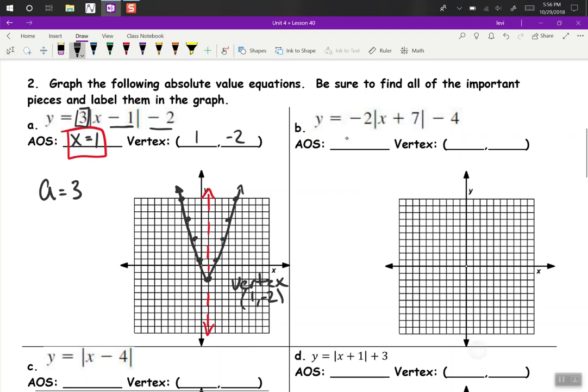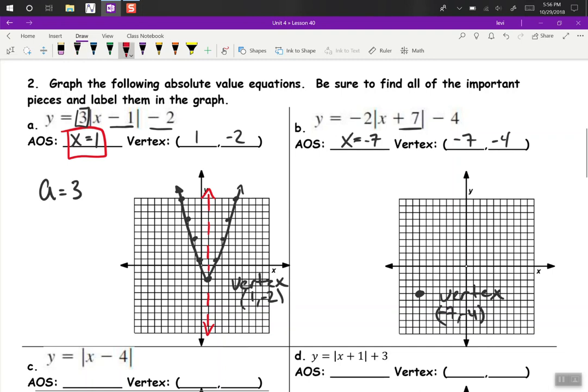Our next one, our axis of symmetry is X equals the opposite of that, so X equals negative 7, and our vertex is negative 7, negative 4. So negative 7, 1, 2, 3, 4, 5, 6, 7, and negative 4, 1, 2, 3, 4. So our vertex is right there. Vertex, negative 7, negative 4.